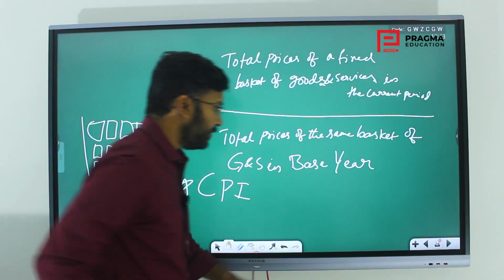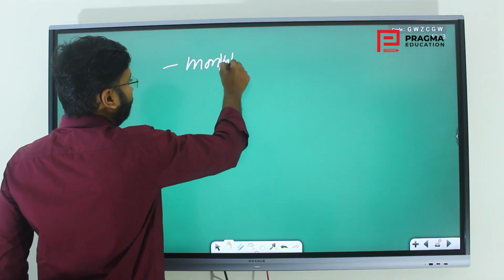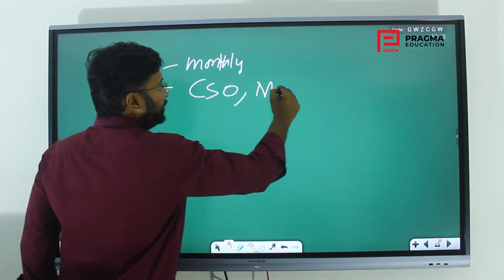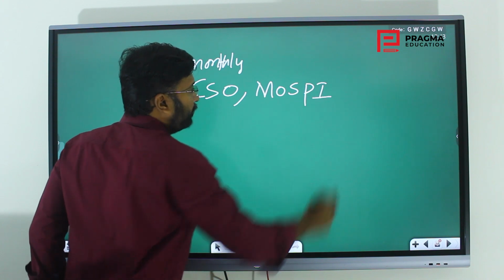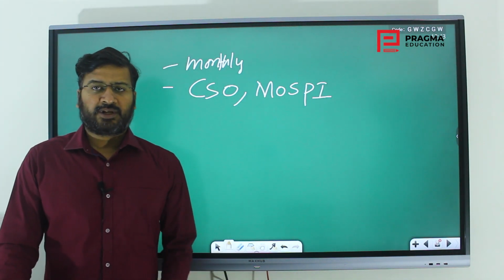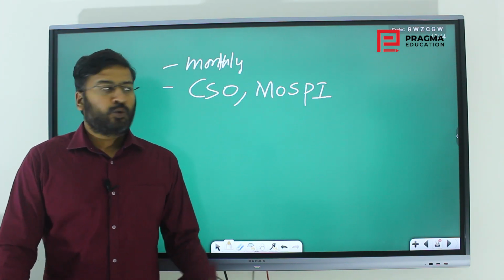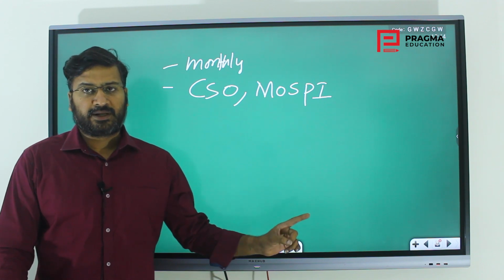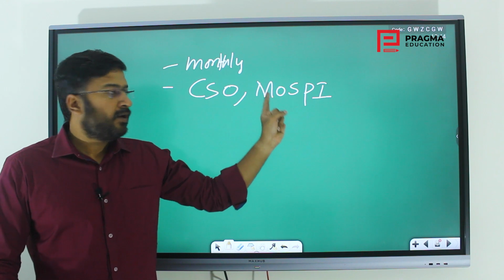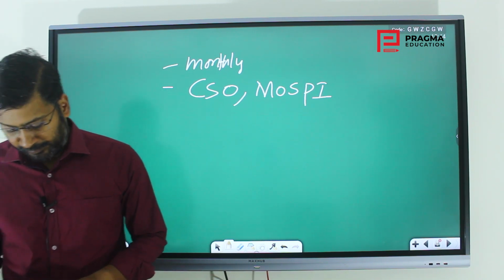How frequently is CPI given? It is released monthly. By whom? Central Statistical Office, Ministry of Statistics and Program Implementation. So these are the facts. Essentially, if there are questions on any facts, they will be these. Who releases CPI? Who releases WPI? It is the Central Statistical Office, Ministry of Statistics and Program Implementation. That is, CPI is released by CSO.